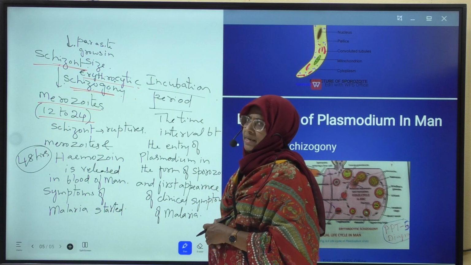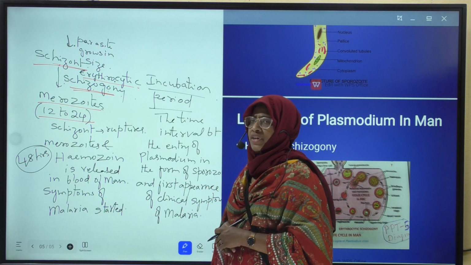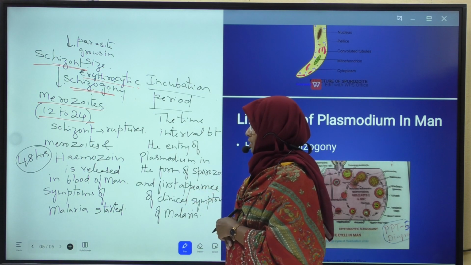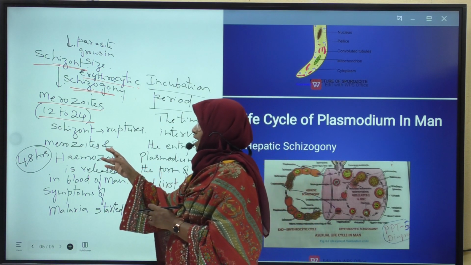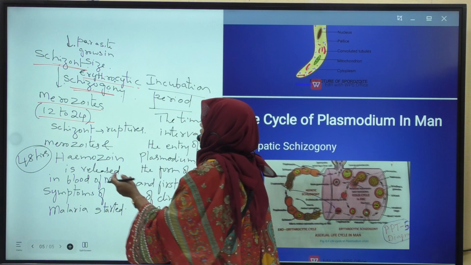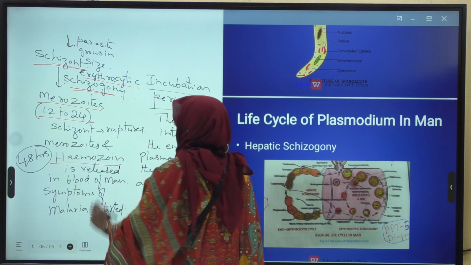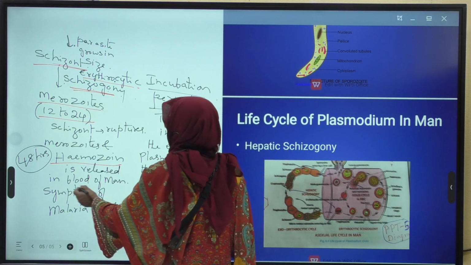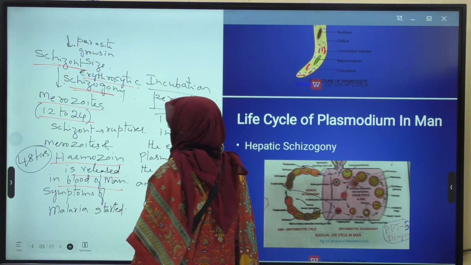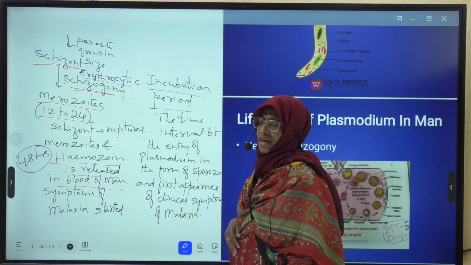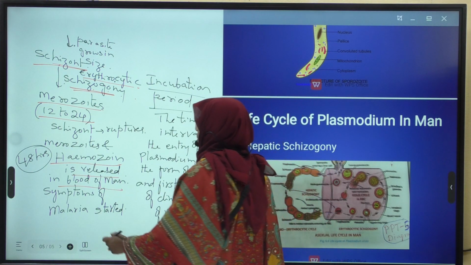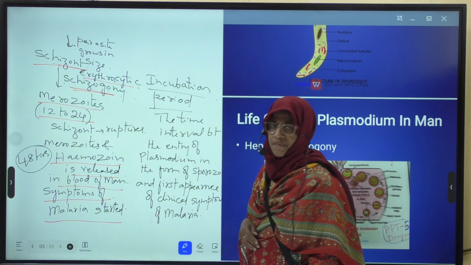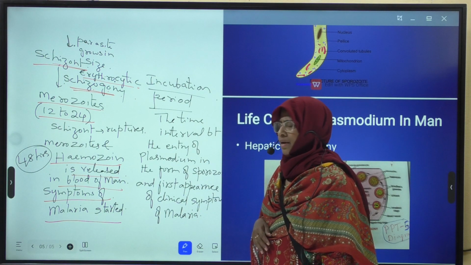Okay, later what happens? The wall of the Schizont and the cell membrane of the RBC rupture, due to which merozoites are released. Along with the merozoites, hemozoin, which is a toxic pigment or malarial pigment, is also released into the blood of man. With the release of hemozoin along with the merozoites, what happens? Symptoms of malaria start in man.